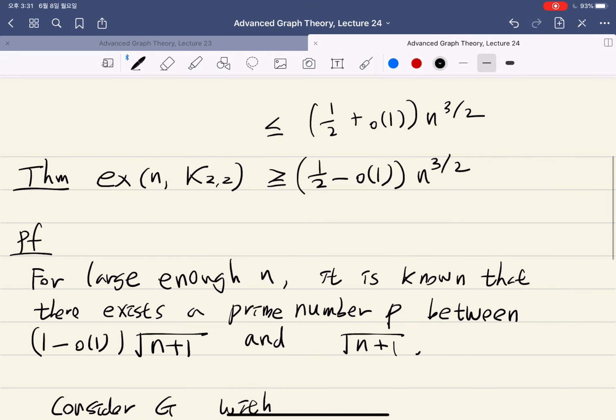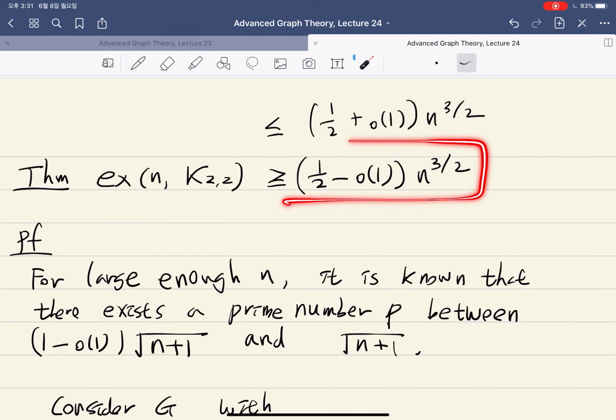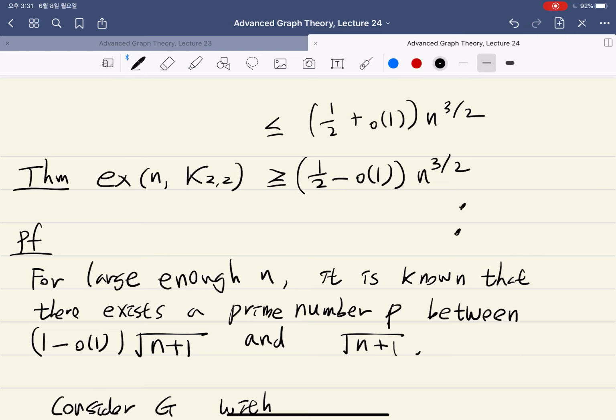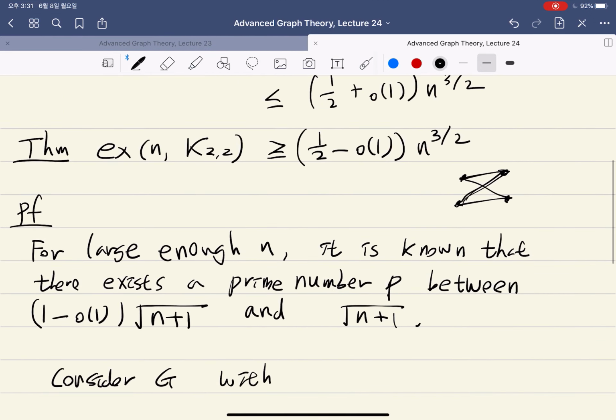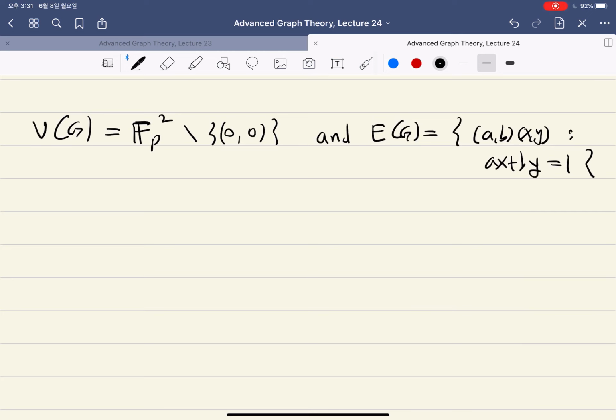And now what we want to show is that it has at least this many edges, and it doesn't contain any K_{2,2}. And what does it mean to not contain K_{2,2}? It means if you have two vertices, we consider the number of common neighbors. If they have two common neighbors, then we already get K_{2,2}. So they have at most one common neighbor. That's equivalent to saying that there is no K_{2,2}.